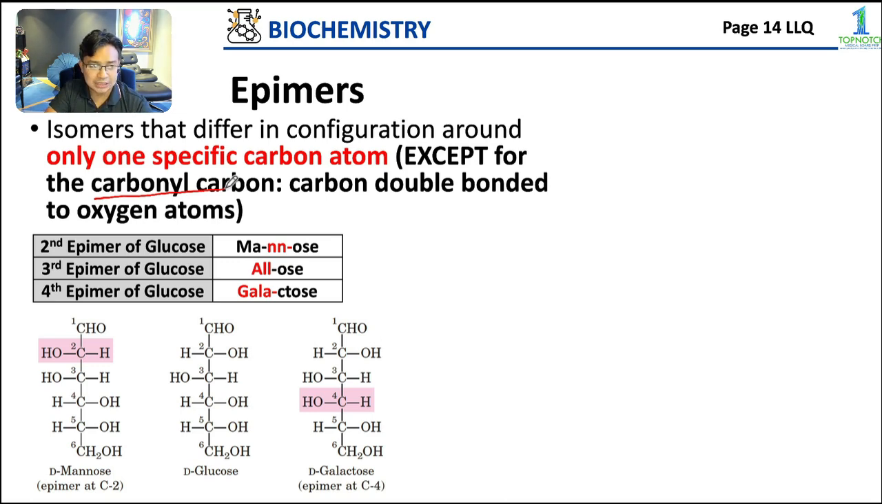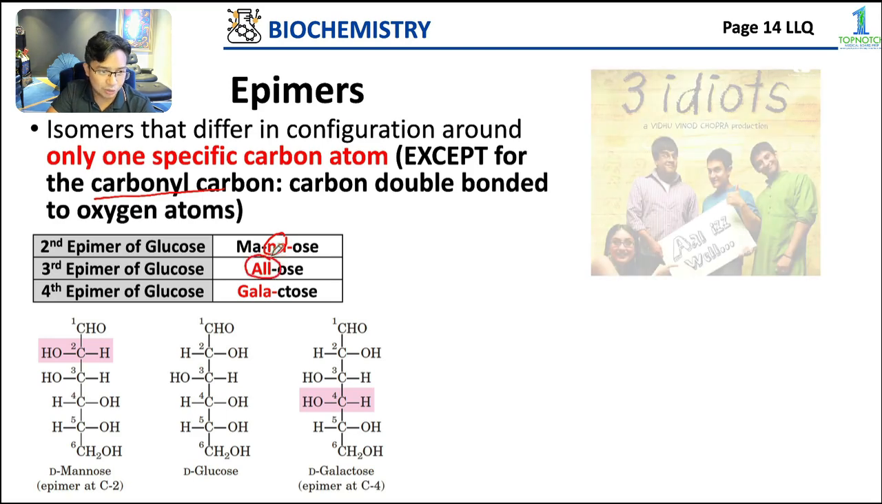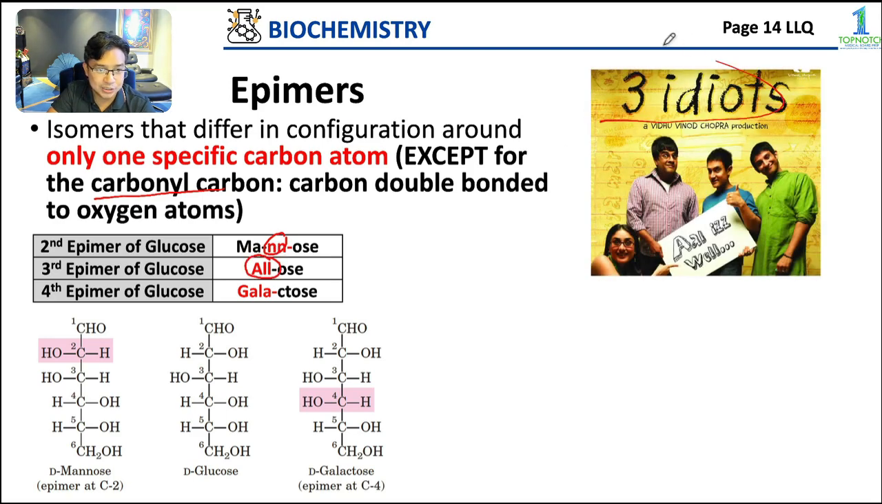So for glucose, guys, the second epimer is known as the mannose. Kasi it has 2N. The third epimer is your allose kasi all is well. Okay, think of the Three Idiots. All is well. Okay, my favorite movie. One of my favorite movies of all time. And fourth epimer is your galactose. Gala ka ng gala. Lakwatsa ka ng lakwatsa. Okay, fourth epimer of glucose.